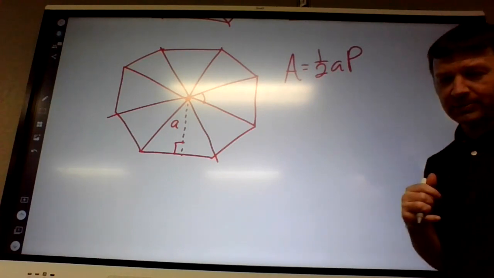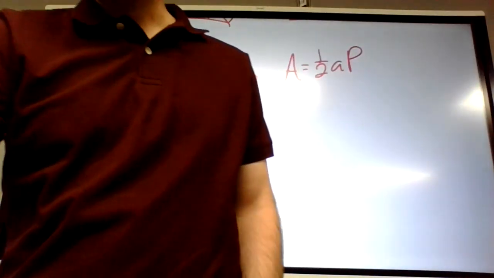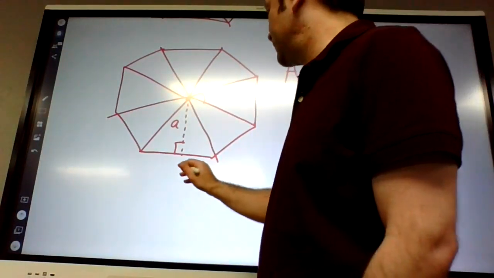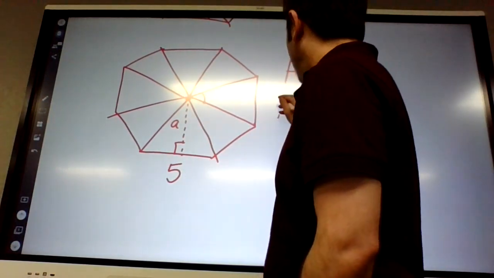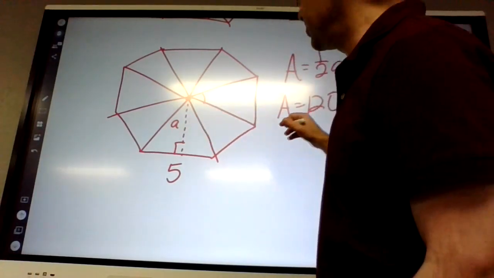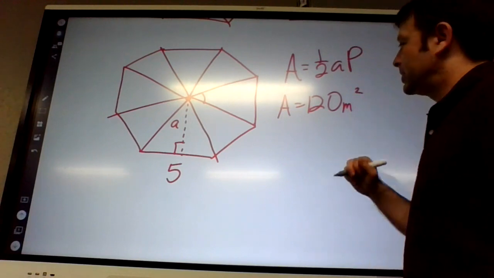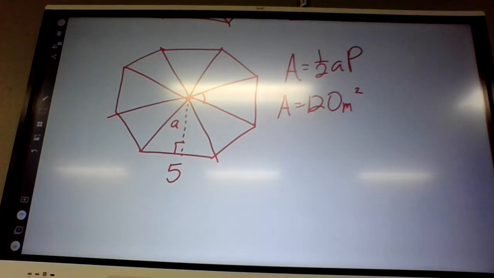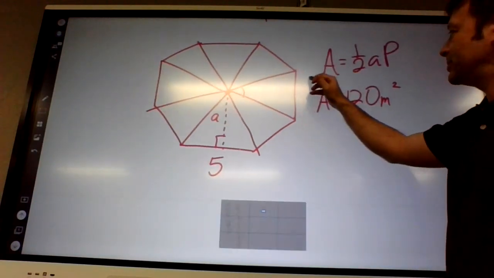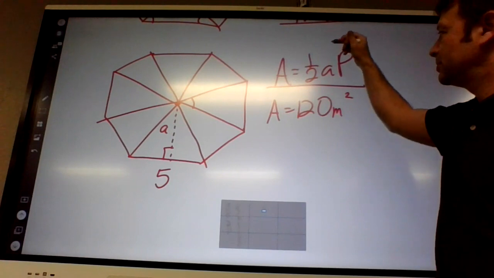Kind of forgot what we were talking about. 39 is what we're talking about. The sides are 5, and the area is 120 something meters squared. Okay, the question is, how do I find the apothem? We're going to plug stuff into the formula and solve for the apothem.